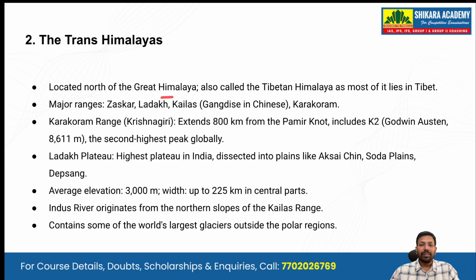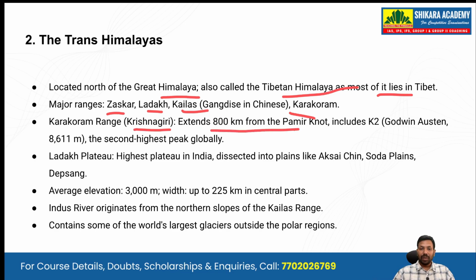Located north of the Great Himalayas, also called Tibetan Himalayas, as most of it lies in Tibet. And major ranges, yes, from Tibet it comes to India. Also Zaskar, Ladakh, Kailash ranges, Karakoram. Kailash ranges are in China, right? Karakoram Mountains extend 800 kilometers in the Pamir region. It includes K2, the second highest peak globally. Yes, so after Mount Everest, it is K2.